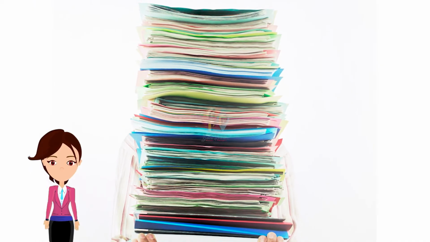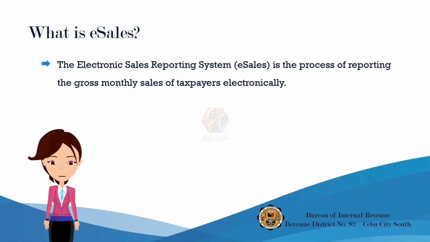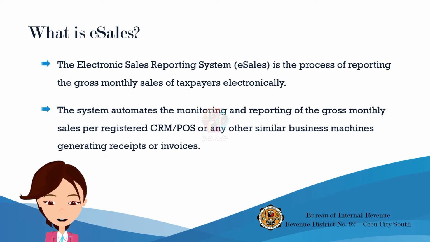First, let us define eSales. The Electronic Sales Reporting System, or eSales, is a process of reporting the gross monthly sales of taxpayers electronically. The system automates the monitoring and reporting of the gross monthly sales per registered CRM or POS or any other similar business machines generating receipts or invoices.